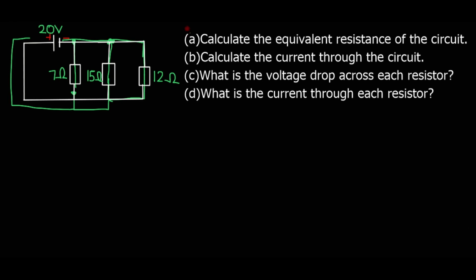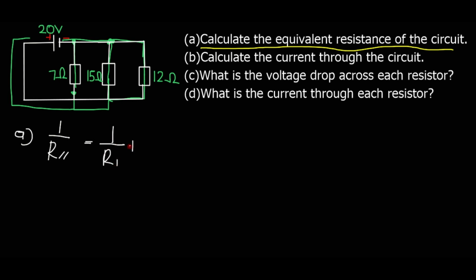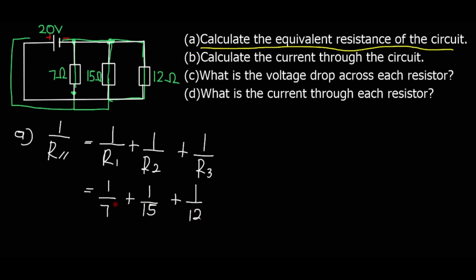Now our part A: calculate the equivalent resistance of the circuit. If we want the equivalent resistance, they simply mean calculate the total resistance of the circuit. We know that R parallel is R total, so we will have 1 over R parallel is equal to 1 over R1 plus 1 over R2 plus 1 over R3, because we have three resistors. We will have 1 over 7 plus 1 over 15 plus 1 over 12.